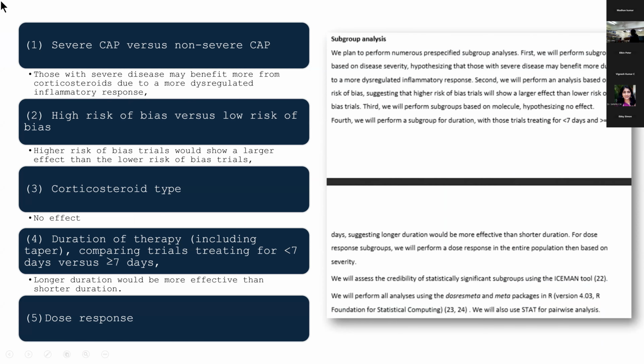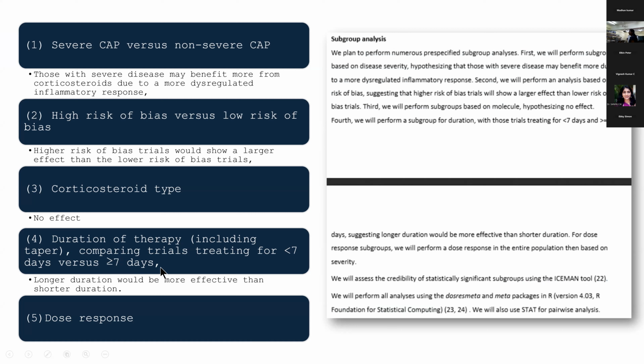And just like you said, they have given the same hypothesis that patients with severe disease would benefit more from corticosteroids. The second thing they looked at were high risk of bias studies versus low risk of bias studies. The third thing they looked at were the corticosteroid types, whether dexamethasone, hydrocortisone, methylprednisolone, was there any difference? They felt that there was no difference among these subgroups.